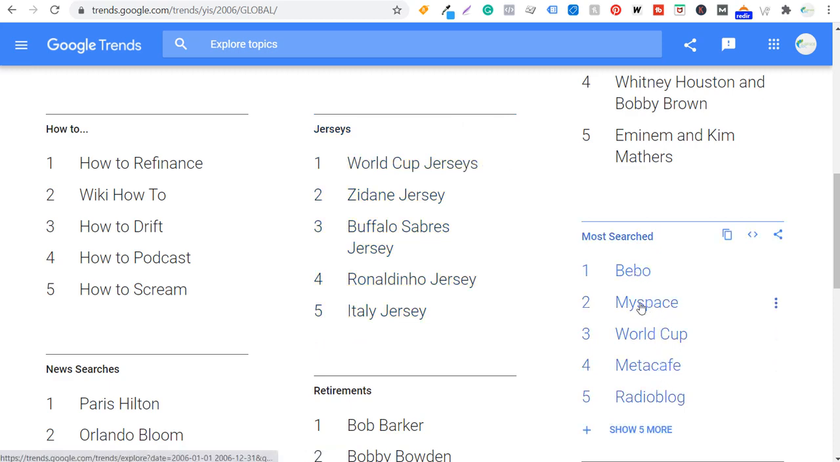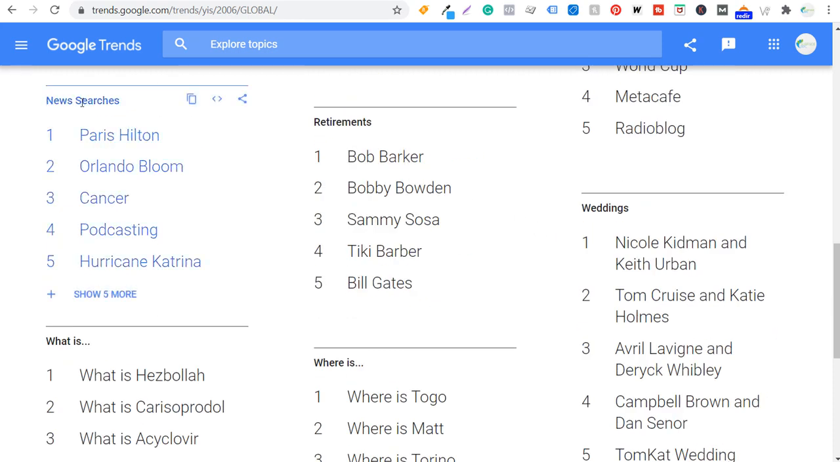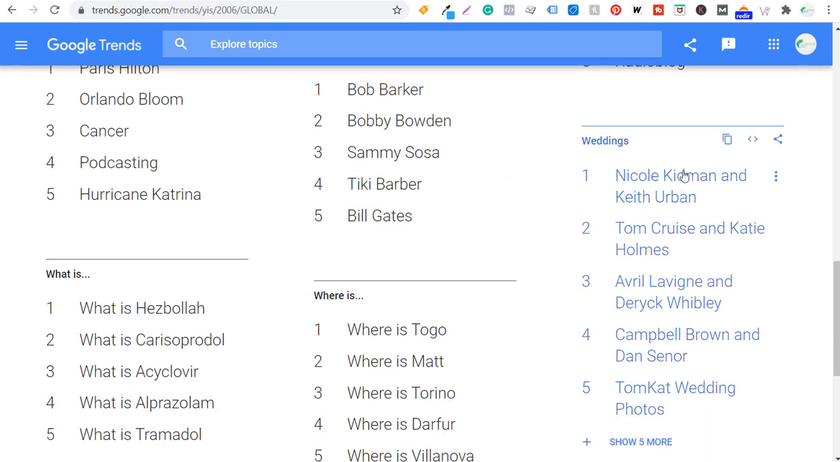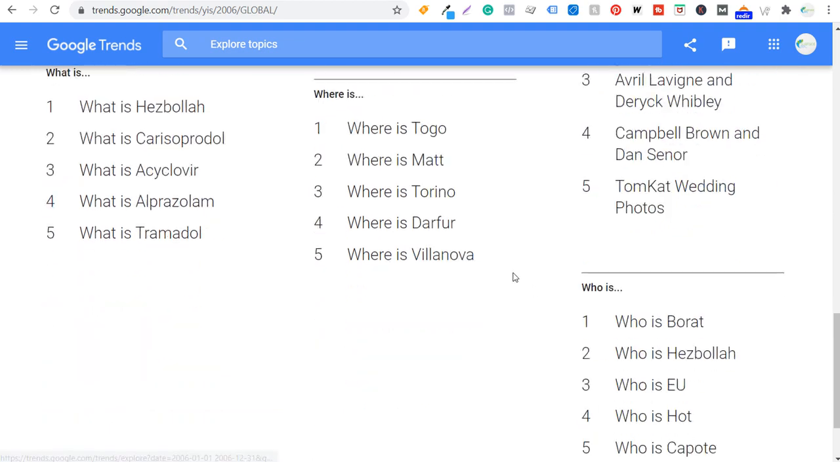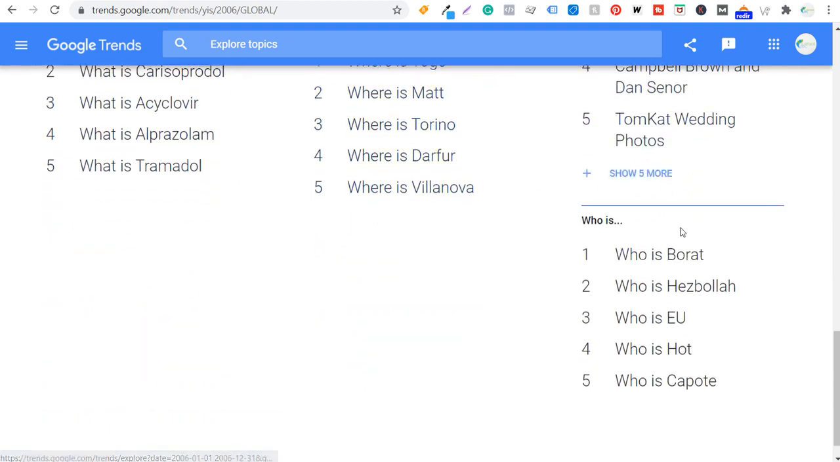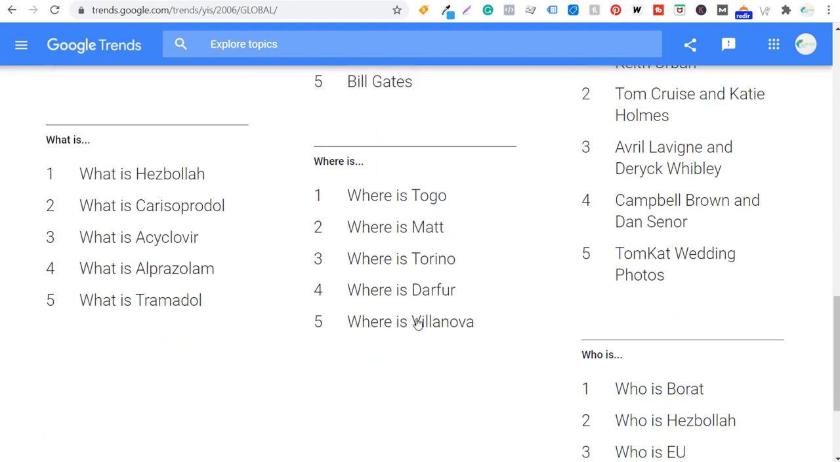So you can see MySpace here. Obviously, that's not really a thing anymore. News searches, so you're going to see news, Paris Hilton, not really too popular anymore. Retirement, so athletes and actors and coaches. Keep coming down. Weddings, you can see who got married this year. Where is, what is, who is. So you can see some of the different things by a specific year.